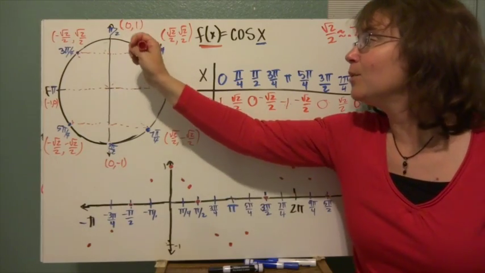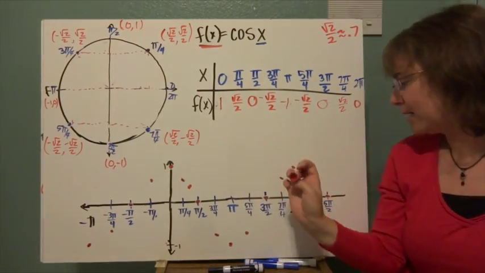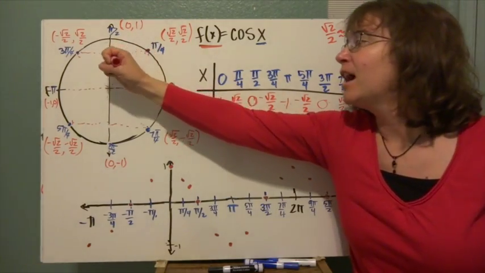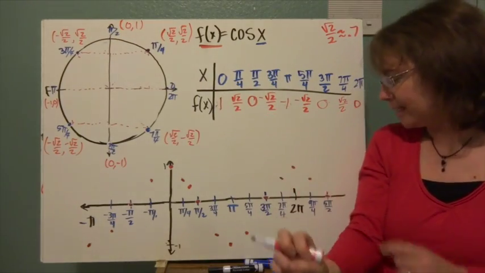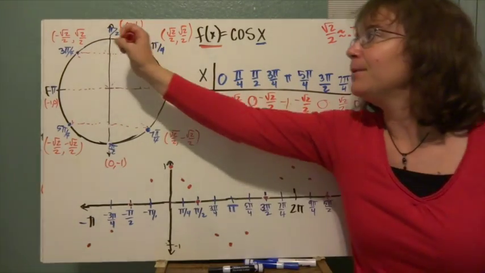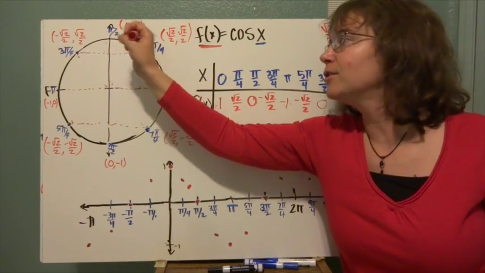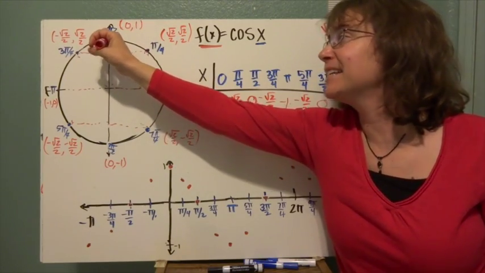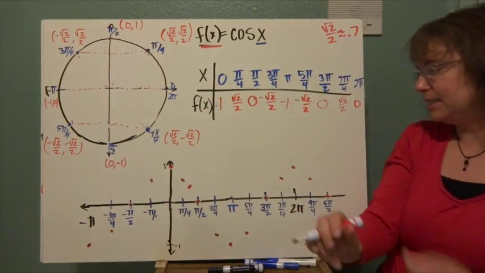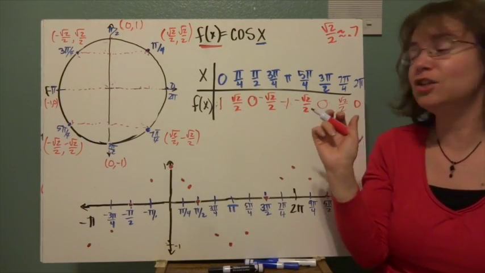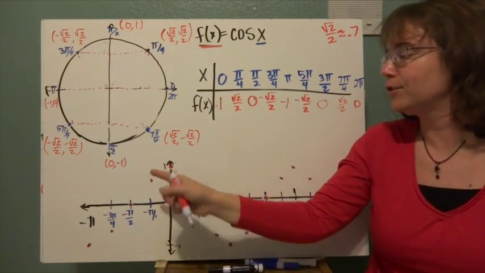And I can continue around the circle. I could do 9 pi over 4. 9 pi over 4, I've come over about 0.7, so I can plot that. And when I get up here, I've gone neither to the left nor to the right on my x-axis, and so that's at 0. So it continues, and it continues on as I go around the circle.